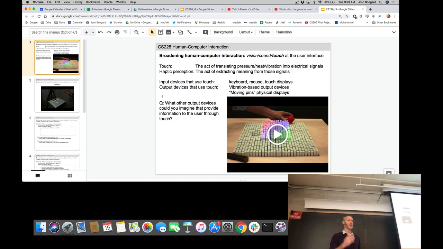What information is more useful to send to touch than to vision, assuming that I can see and feel perfectly fine? Why would you choose tactile feedback over visual feedback? What are some applications where that might be useful? For prosthetics, you could use tactile feedback for force.